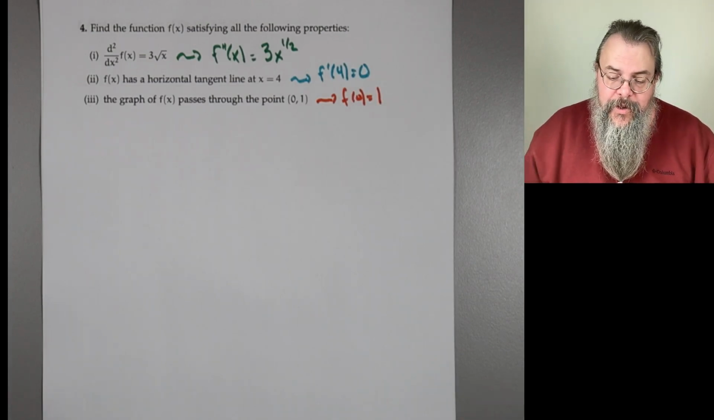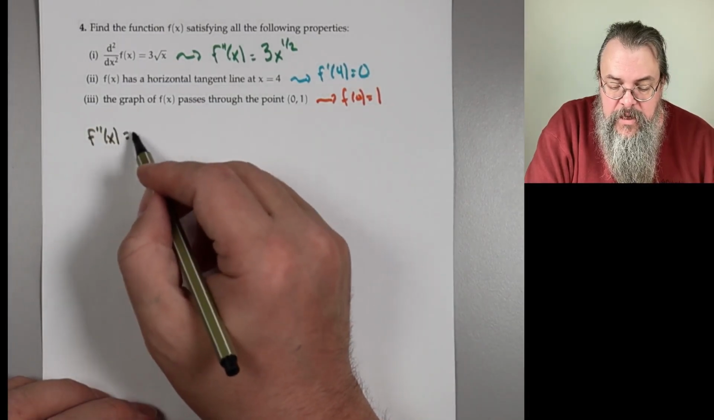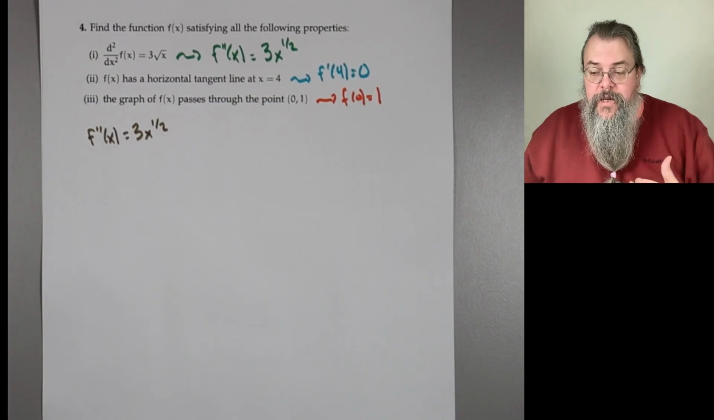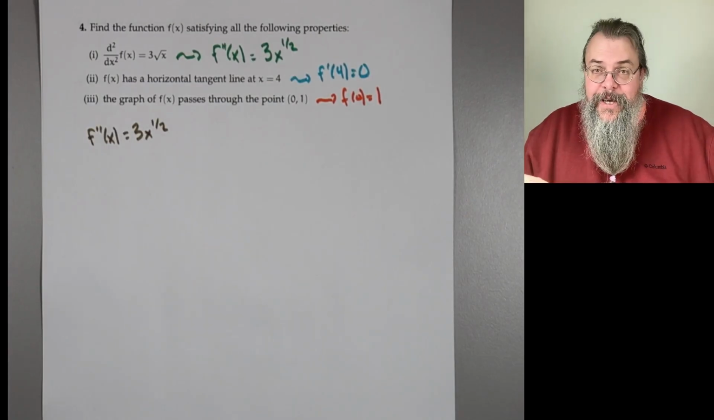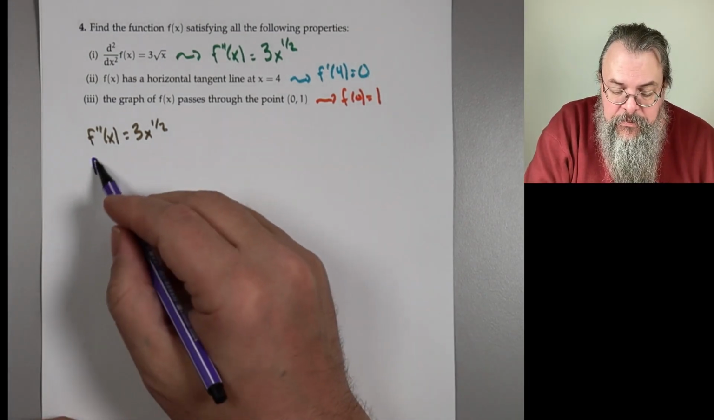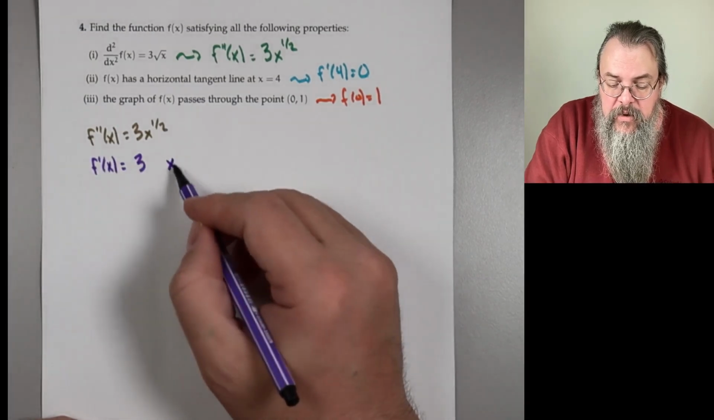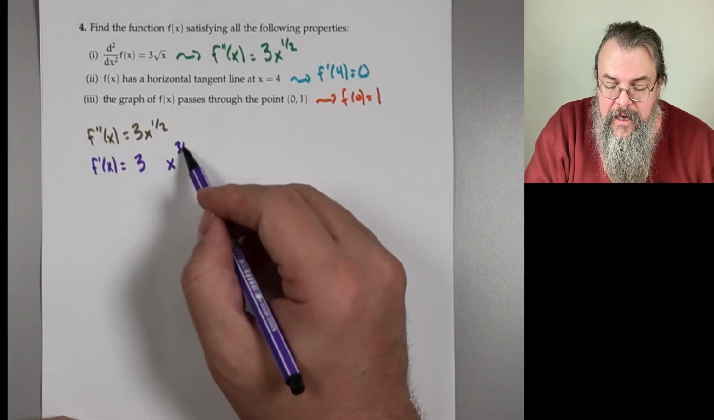So let's start with our second derivative. Okay, that's f double prime of x equals 3x to the 1/2. Now we're going to do one integral. That'll take us one step up the ladder to get our function. So integrating, we'll get f prime of x. Now what will that be? Well, 3x, add 1 to your exponent, 1/2 plus 1, 3/2.